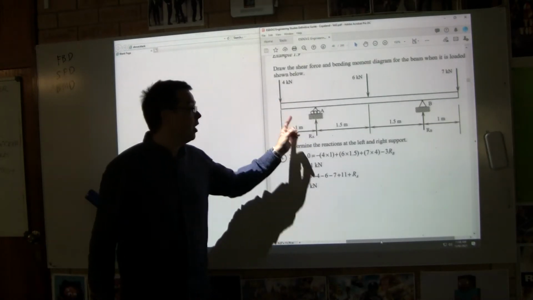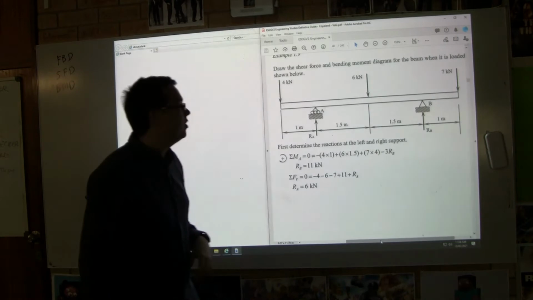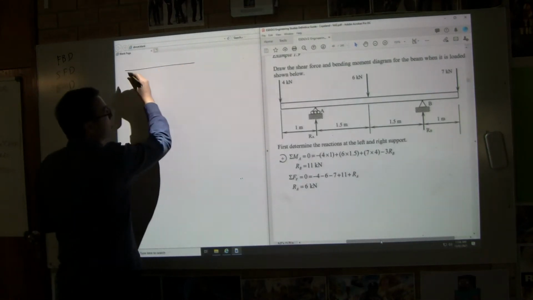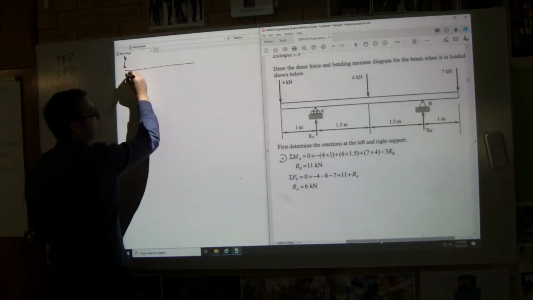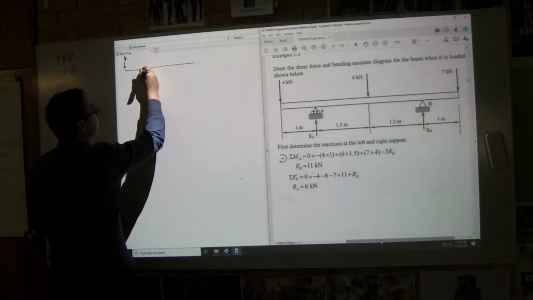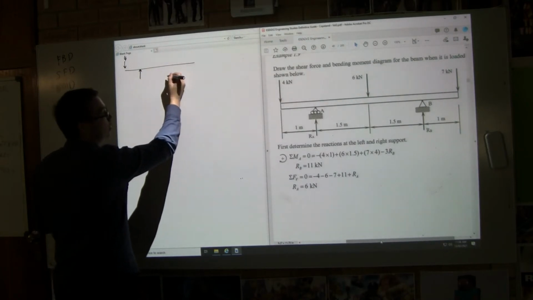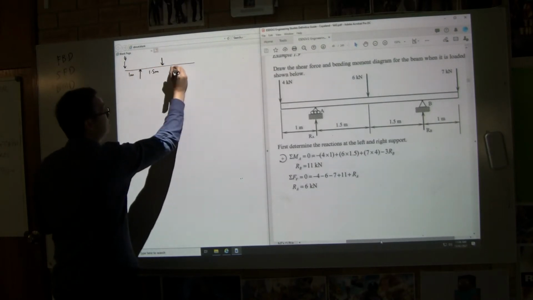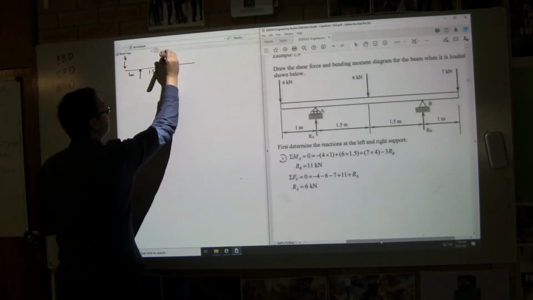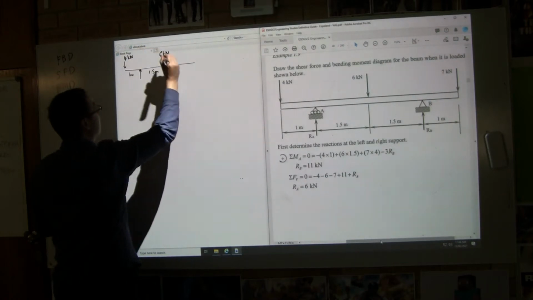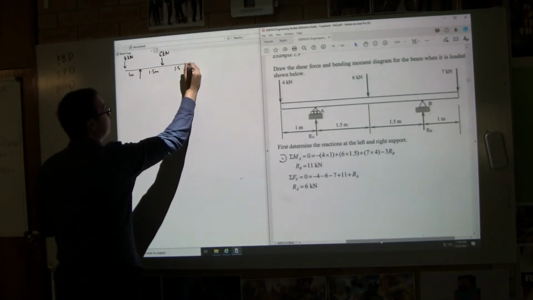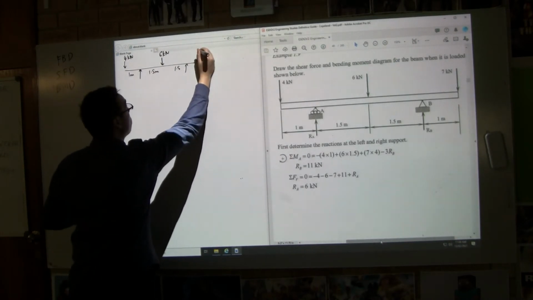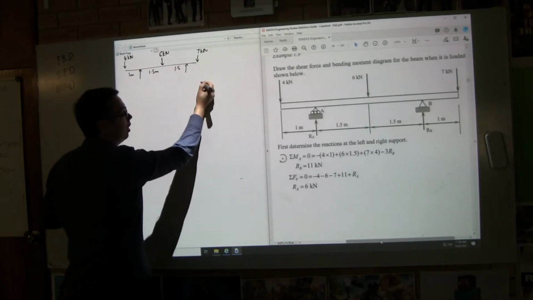Right, so here we can see we have forces outside of the reactions. Okay, so if I'm drawing our free body diagram, what does that look like? Well, we have 4 down, we go across 1, we have reaction A, we go across 1.5, we have 6 down, we go across 1.5, and then finally 1 more meter, we've got 7.